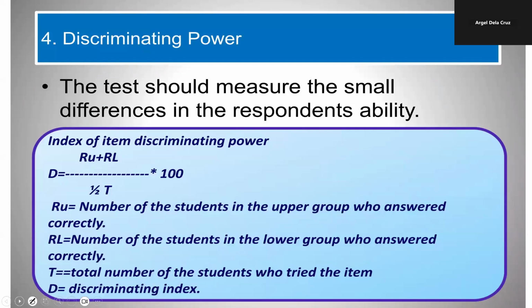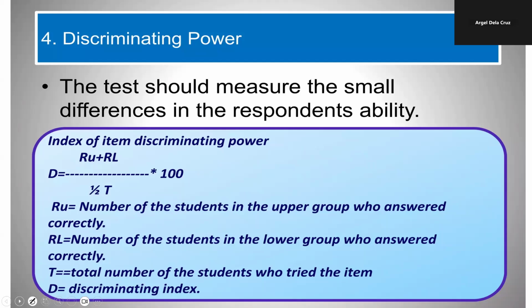So the test should measure the small difference in responsibility. So the formula is indicated as this. Okay. So discriminating power indicates that your instrument is capable of discriminating, or what we call having sections or having choices.